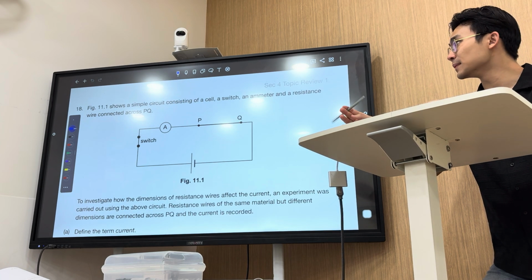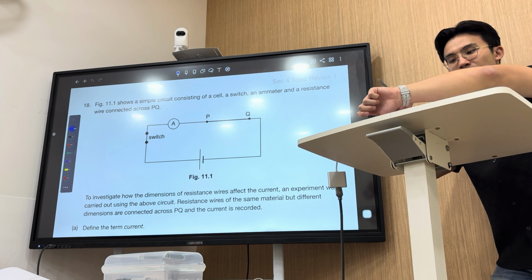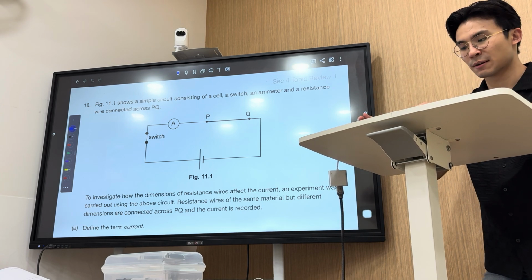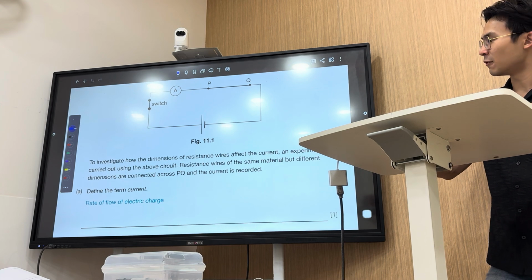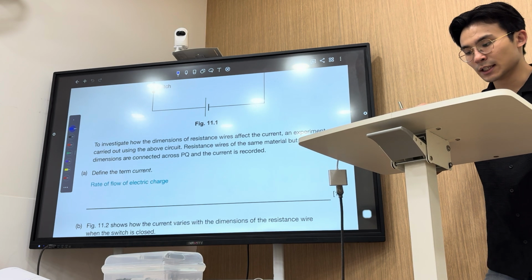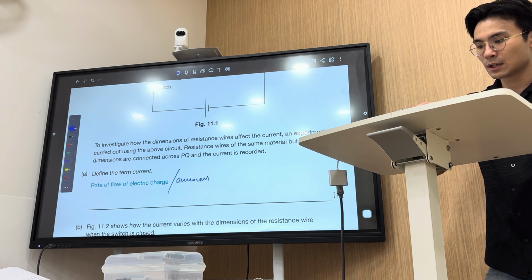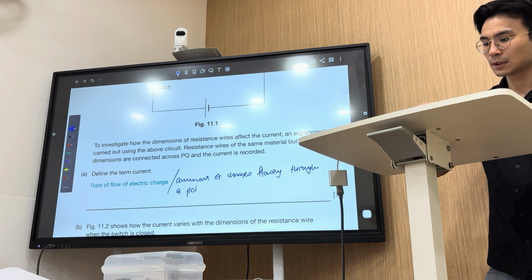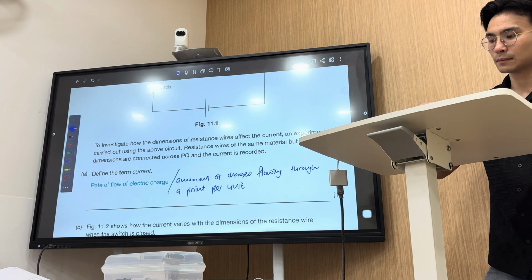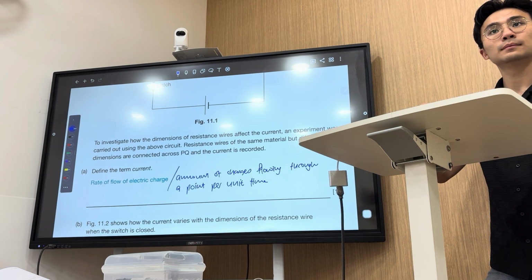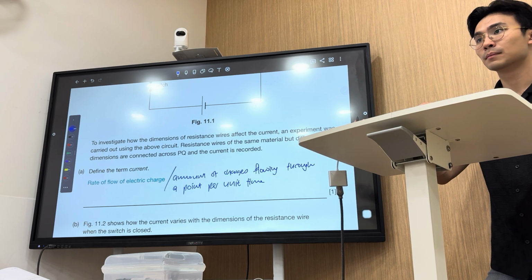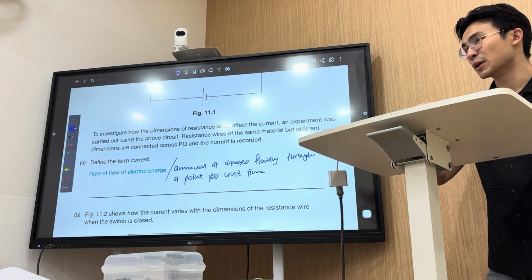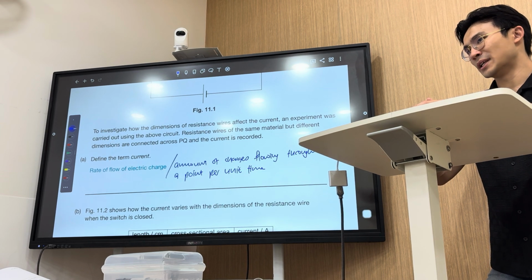Good. Let's move on. Okay, so now you have a simple circuit containing a cell, switch, and so on. Define the term current: rate of flow of electric charge. Alternatively, you can say amount of charges flowing through a point per unit time. Also can. Okay. What is amount of charges flowing per unit time? I will give you that, but be careful. Correct?